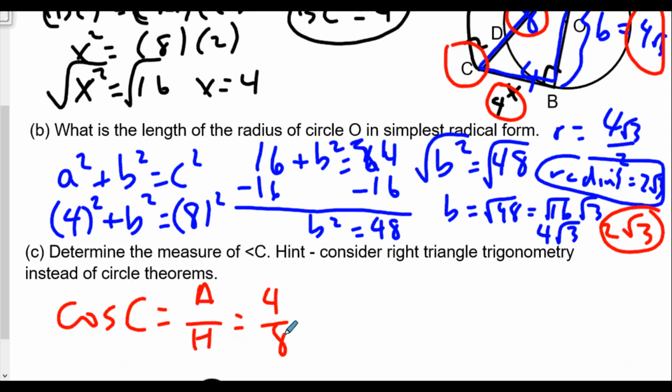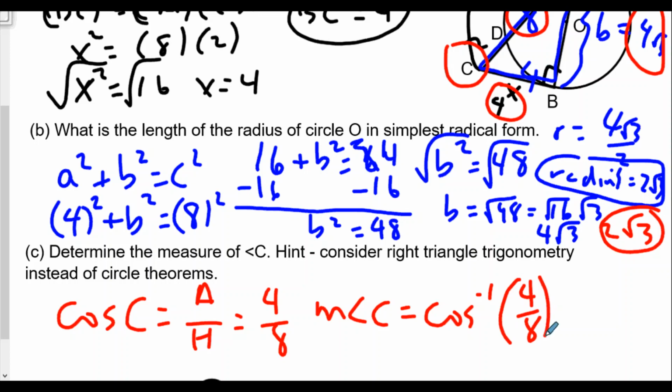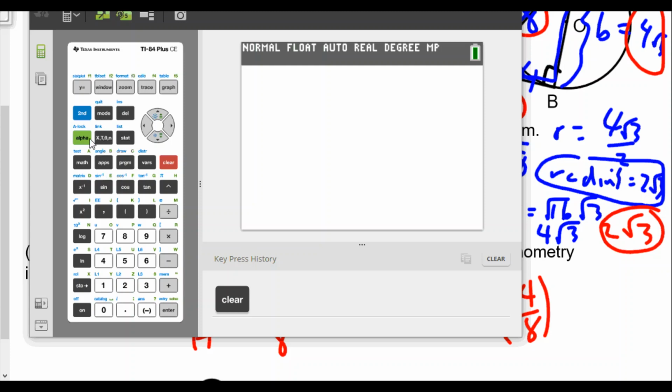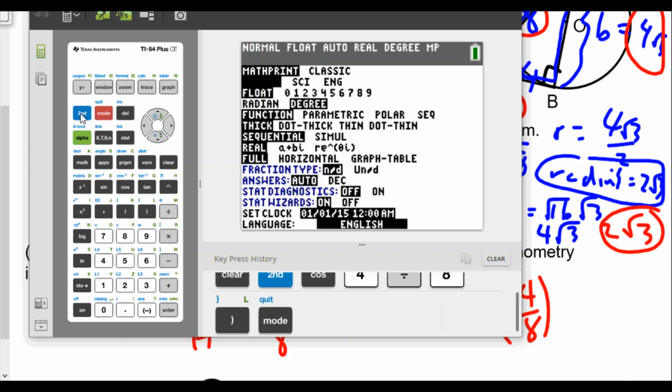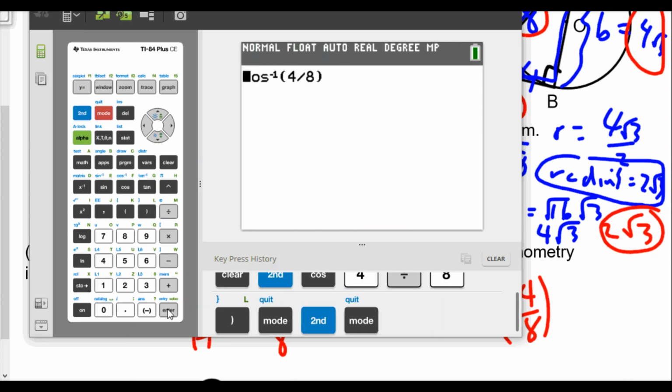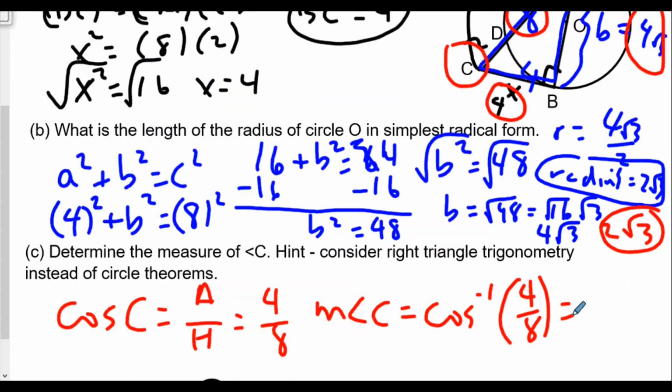So now, to find the measure of angle C, we use the inverse cosine, okay? Inverse cosine of 4 over 8. So now let's take the calculator, and hopefully get a nice angle measure here. Okay, so second cosine of 4 divided by 8, close parenthesis. Now, before I continue, make sure the mode is in degree mode. Great. And so now we are going to get an angle measure of 60 degrees. Okay, so our measure of angle C is 60 degrees.